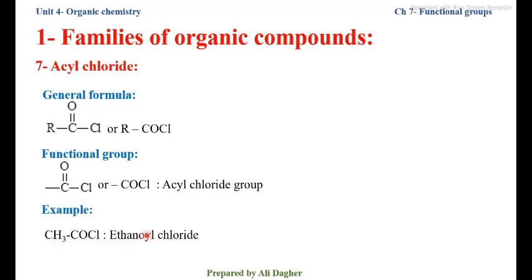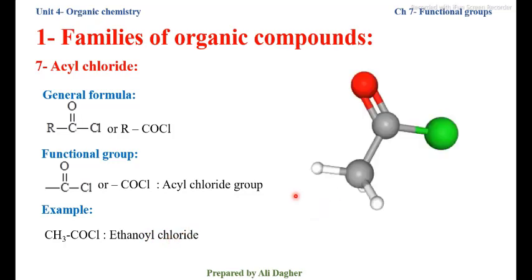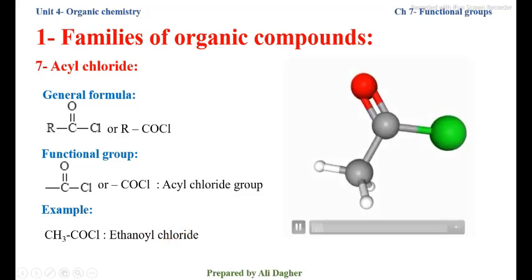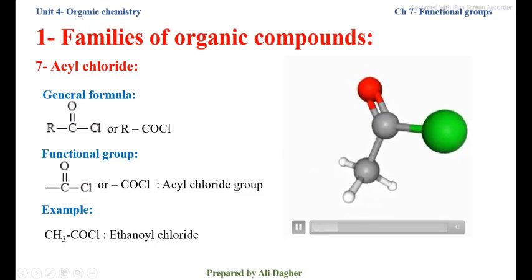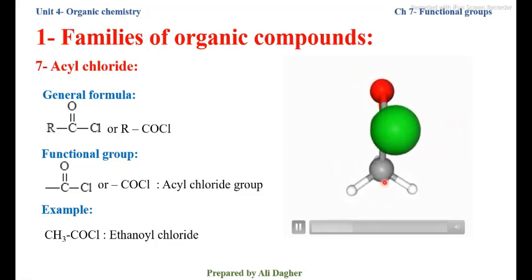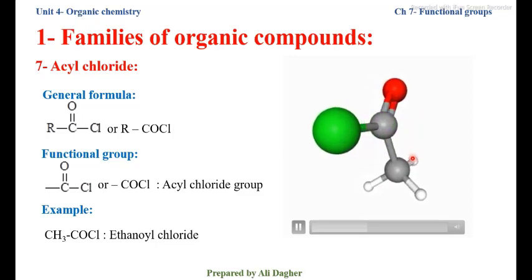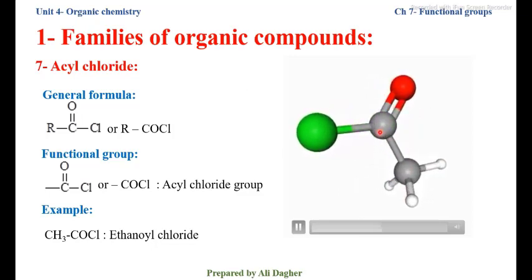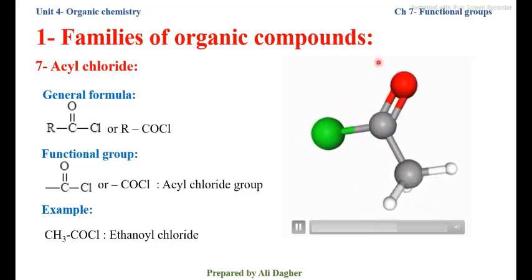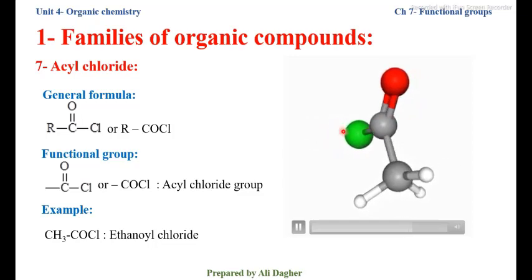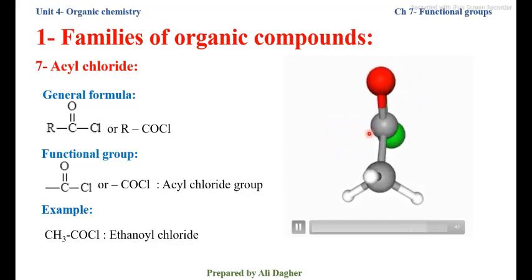CH3COCl, ethanoyl chloride. This is the 3D model of ethanoyl chloride. We have CH3, C double bond OCl. This is the functional group C double bond O single bond Cl, the acyl chloride group.